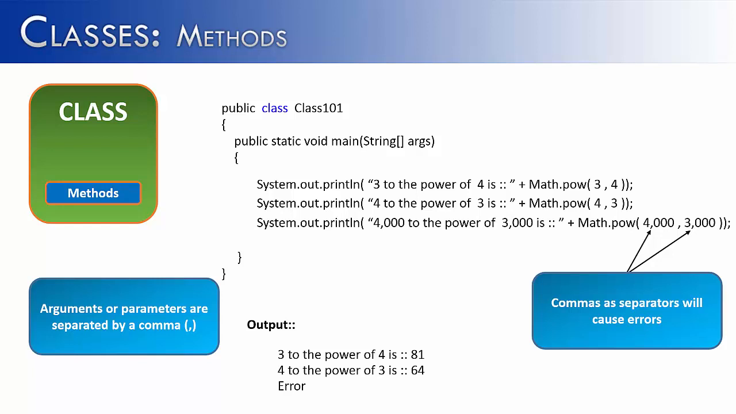It will think that the commas are separating the parameters. So instead of having two parameters, something to the power of something else, it thinks that you want four parameters. And the four parameters would be 4, 3 zeros, 3, and then 3 more zeros. This will cause an error, so be careful with commas.